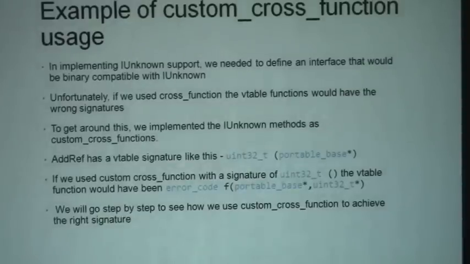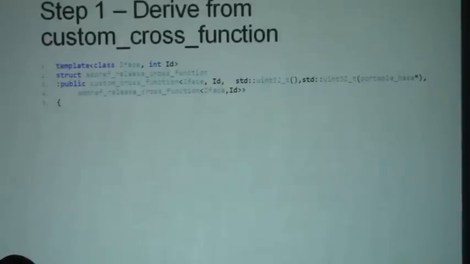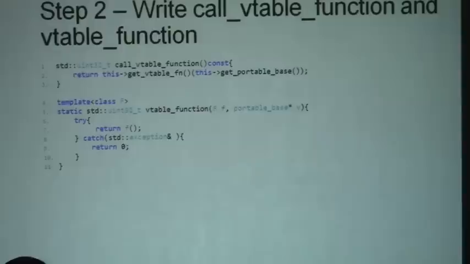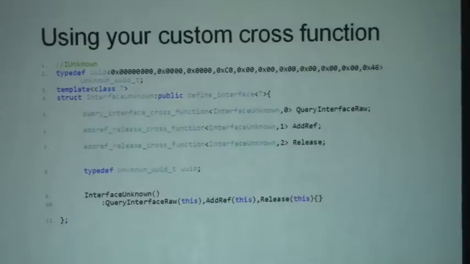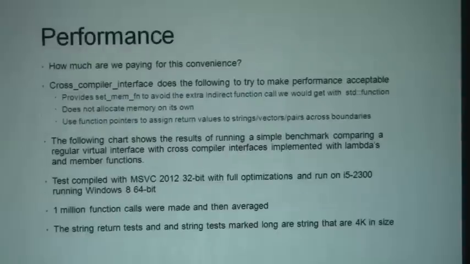So when implementing unknown support, we add ref. Add ref and release have this signature. This is not what our code will generate by itself. So what do we do? We derive from custom cross function, specify our signature, and then we write a function called vtable function. So this will be our vtable function, and this will be used by the operator paren. How do we use it? Query interface, add ref, release.